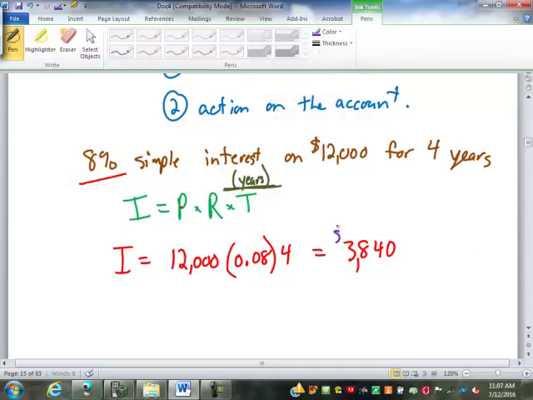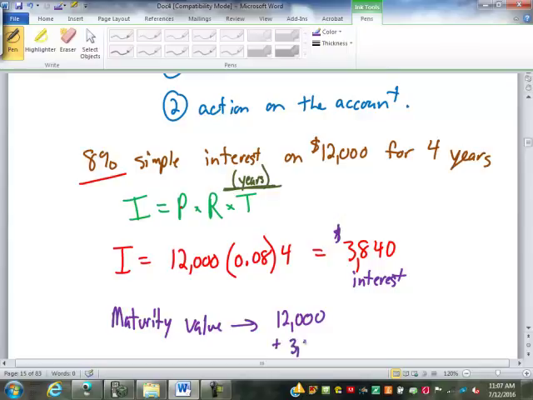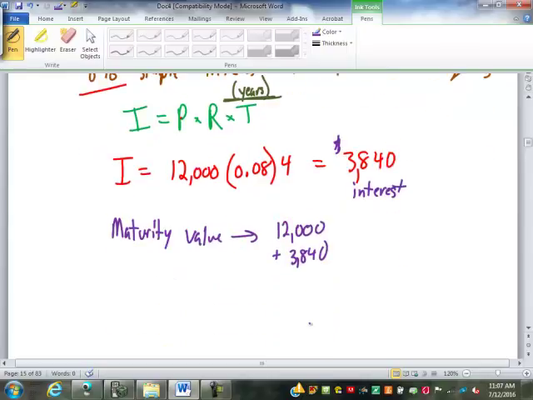So that would be my amount of interest. My balance, or if you're in business math, you'd hear the maturity value, would be the $12,000 plus the $3,840, or $15,840.